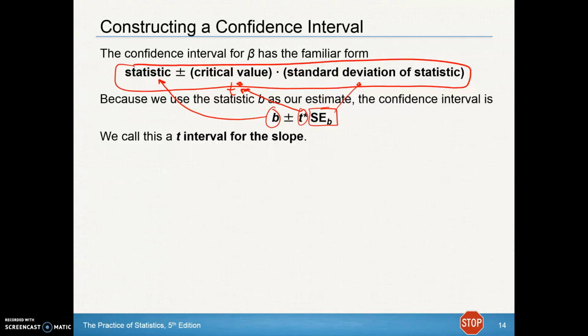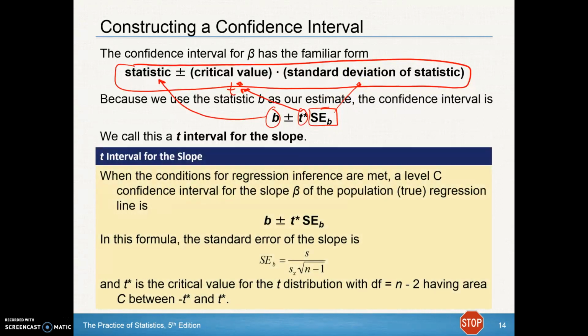So this is the t interval for slope. When the conditions for regression inference are met, in other words, everything in Box 2 is satisfied, we can go ahead and create a confidence interval for the slope by using that setup for our confidence interval. And again, the standard error of the slope, this part right here, is calculated thusly. And the t star is using the table with n minus 2 degrees of freedom.